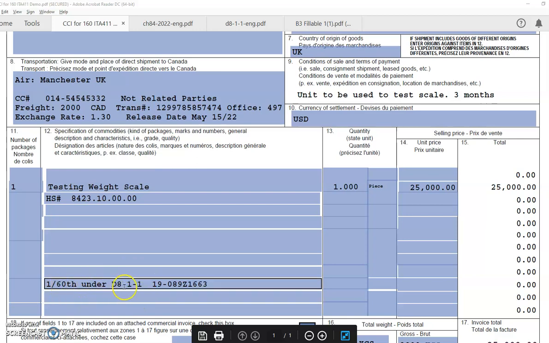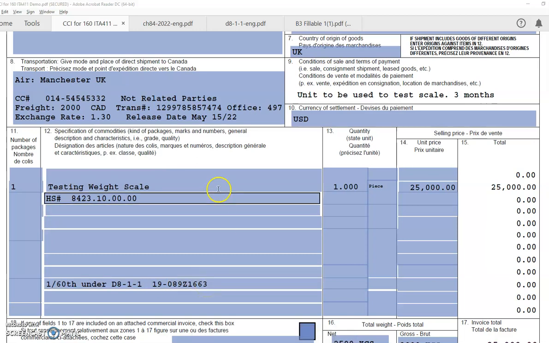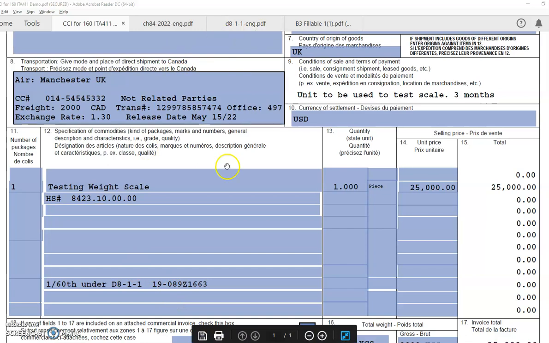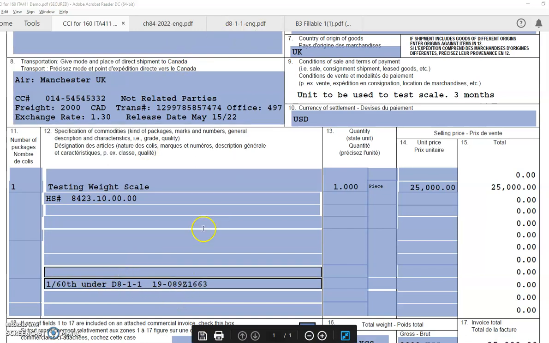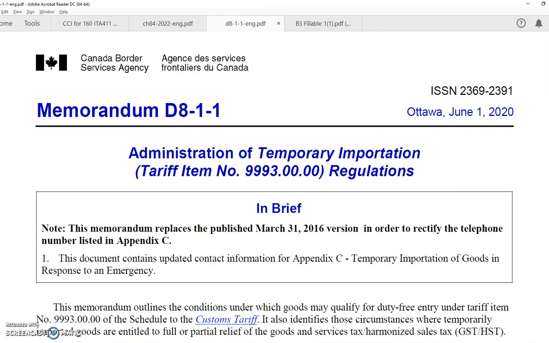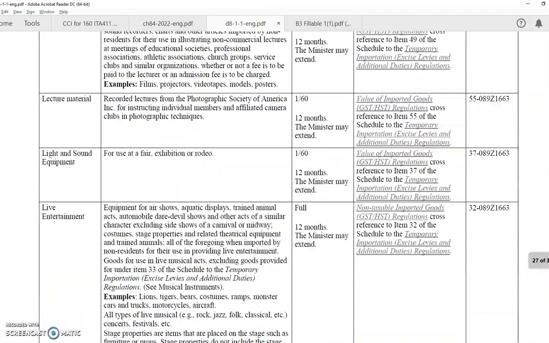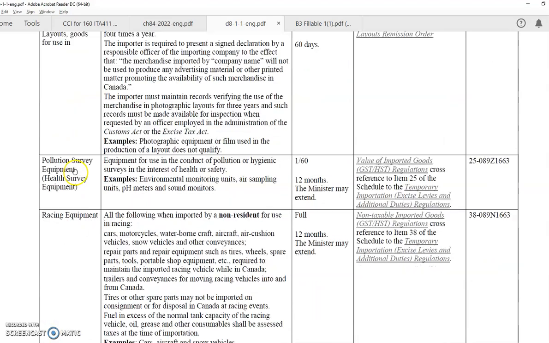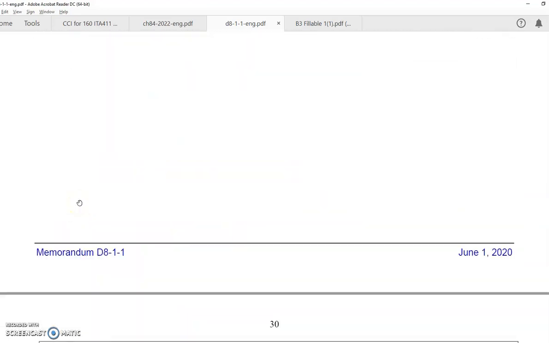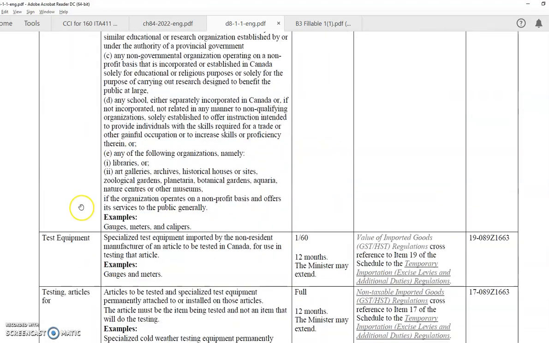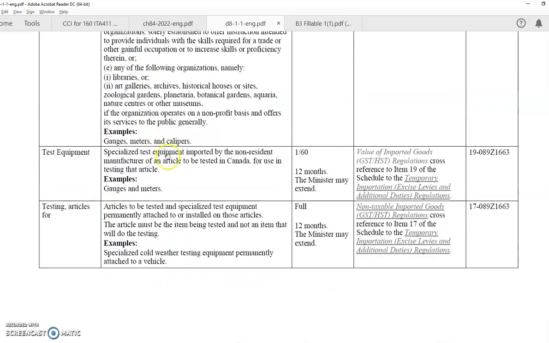It's a 1/60th under D811, and I've given you the special authority number. Usually I do that rather than having to go and look it up, but you can look it up to make sure. So how we do that is we go to D811, we go to the appendix, and the keyword is testing for this particular one. So we have test equipment, specialized test equipment imported by a non-resident manufacturer, and articles used in testing that article. So gauges and meters, scales, same type of idea.